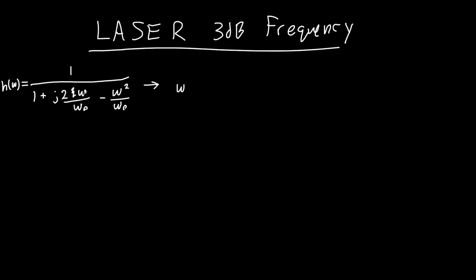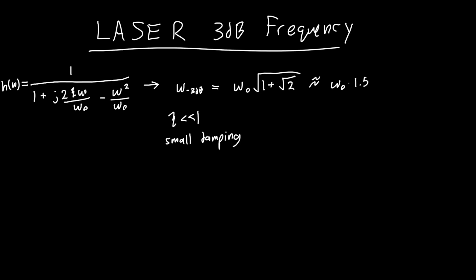And you can calculate the 3dB frequency for this. You can just plug this into your favorite computer algebra system. To simplify things, we're going to assume that zeta is much less than 1, or we've got a small amount of damping in our system. Initially that's going to be valid for small omega naught, but we'll revisit that later. Then the 3dB frequency is just your system's resonant frequency times the square root of 1 plus root 2, or approximately omega naught times 1.55. So at least for small zeta, the maximum speed we can operate our laser at is linearly dependent on the resonant frequency.